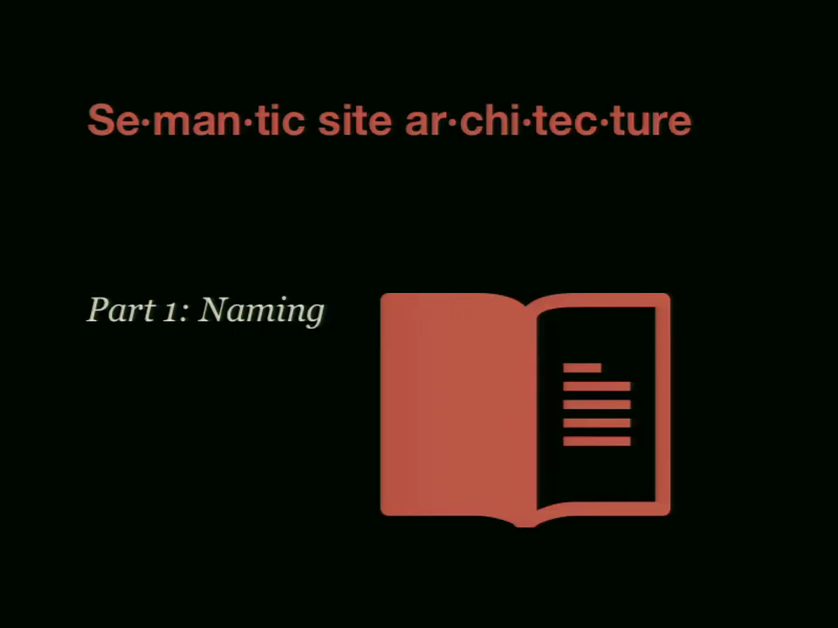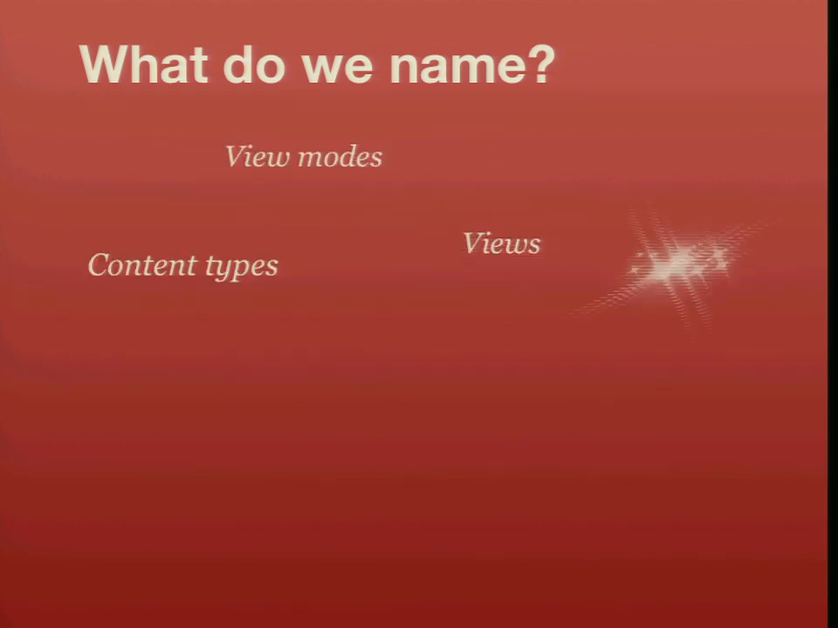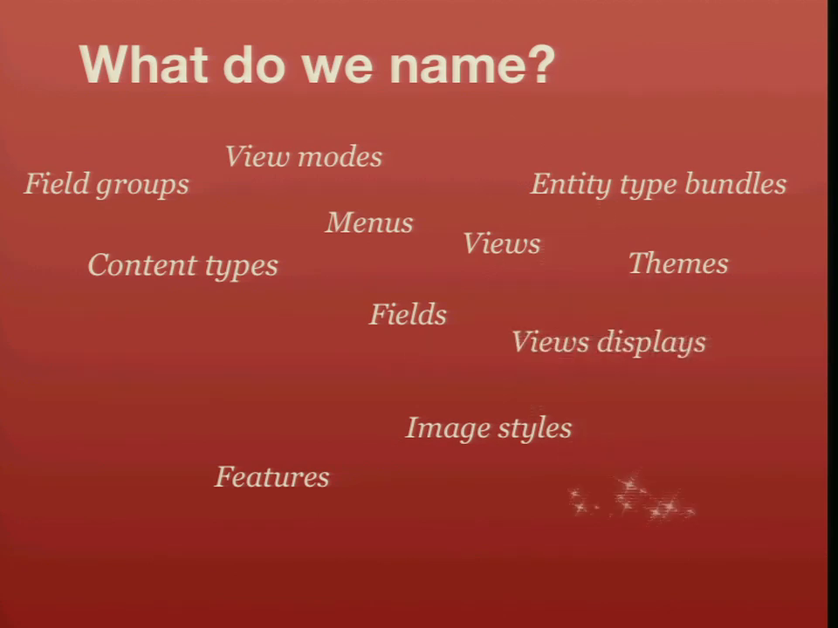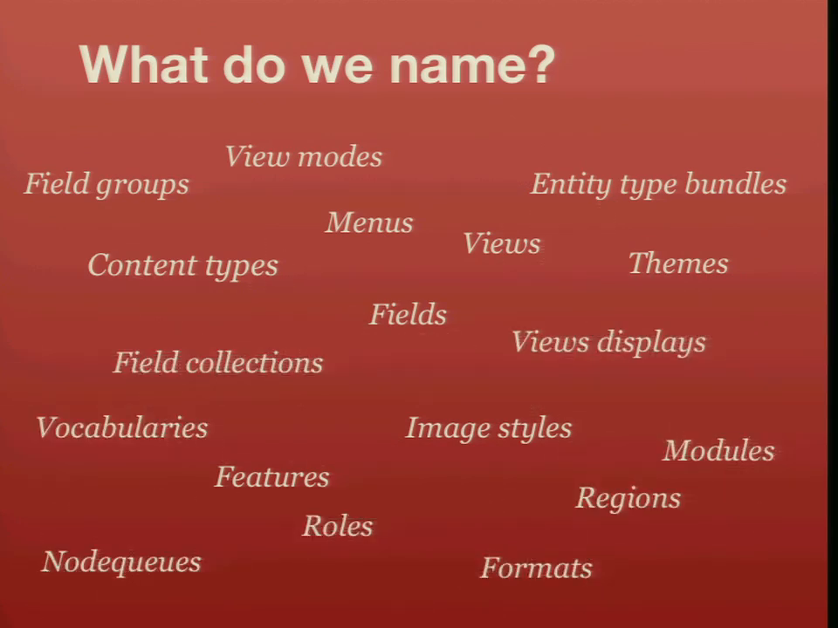So the first part of my talk, I'm going to talk about naming. As site builders and as site architects, and a lot of you might be site builders that don't have a site architect, that means that you're the site architect. You are constantly naming things. So what kinds of things are we naming? Content types, menus, views, themes, field groups, fields, image styles, modules, regions, et cetera, et cetera, et cetera.